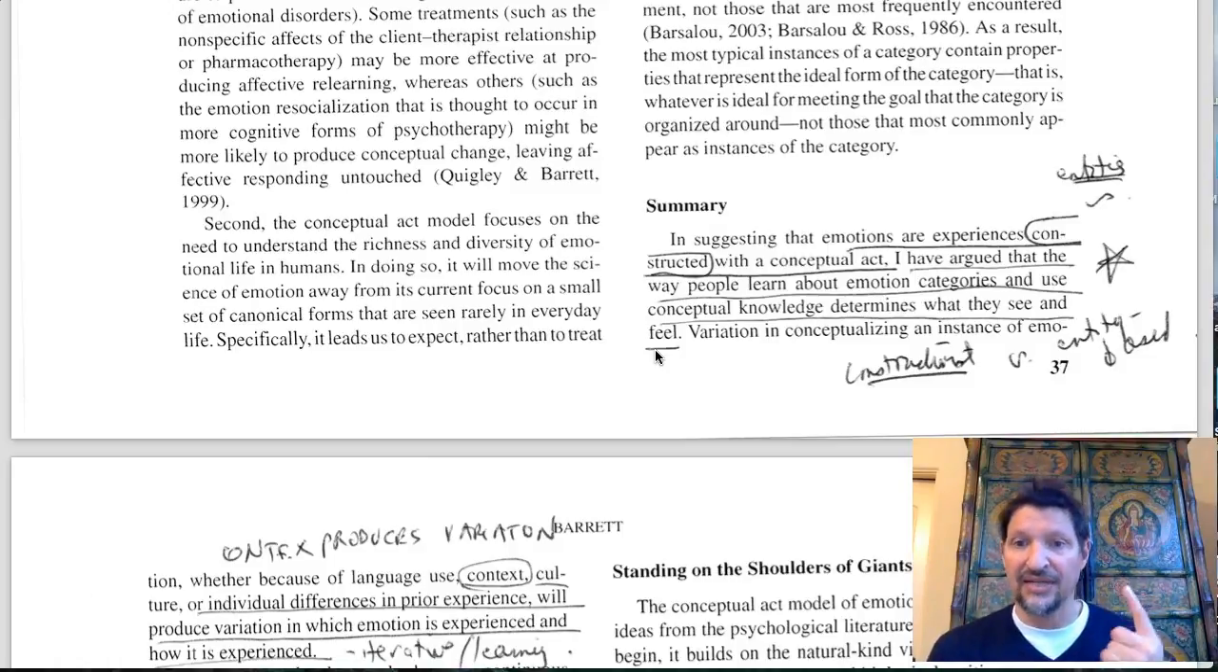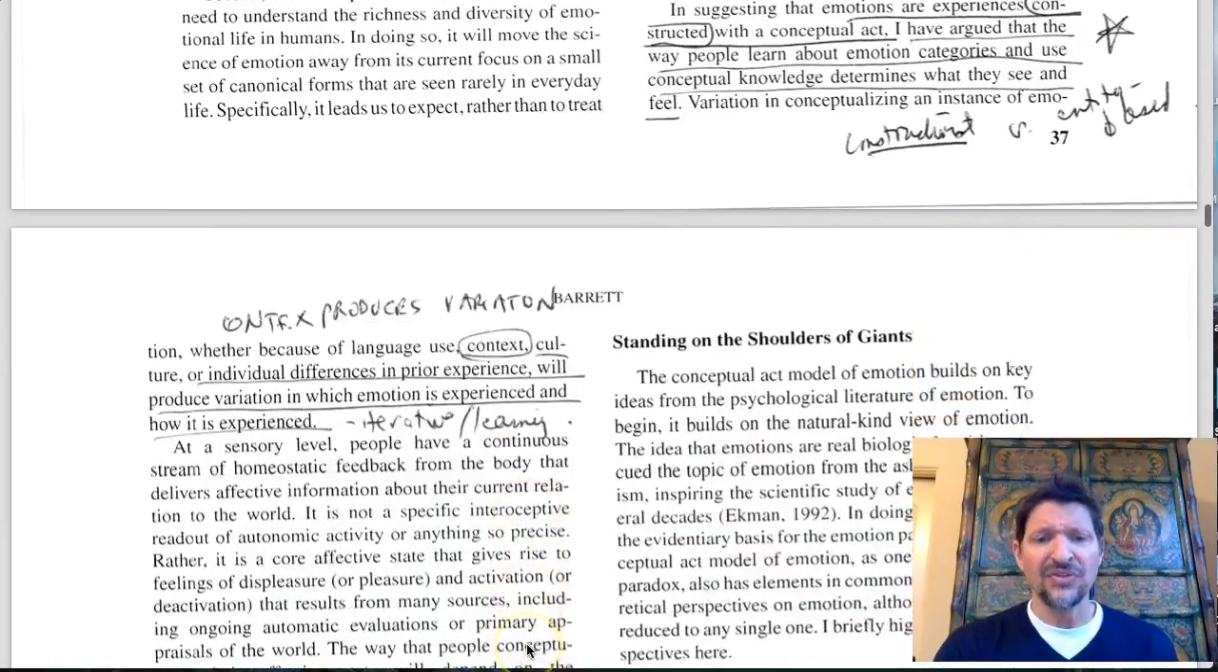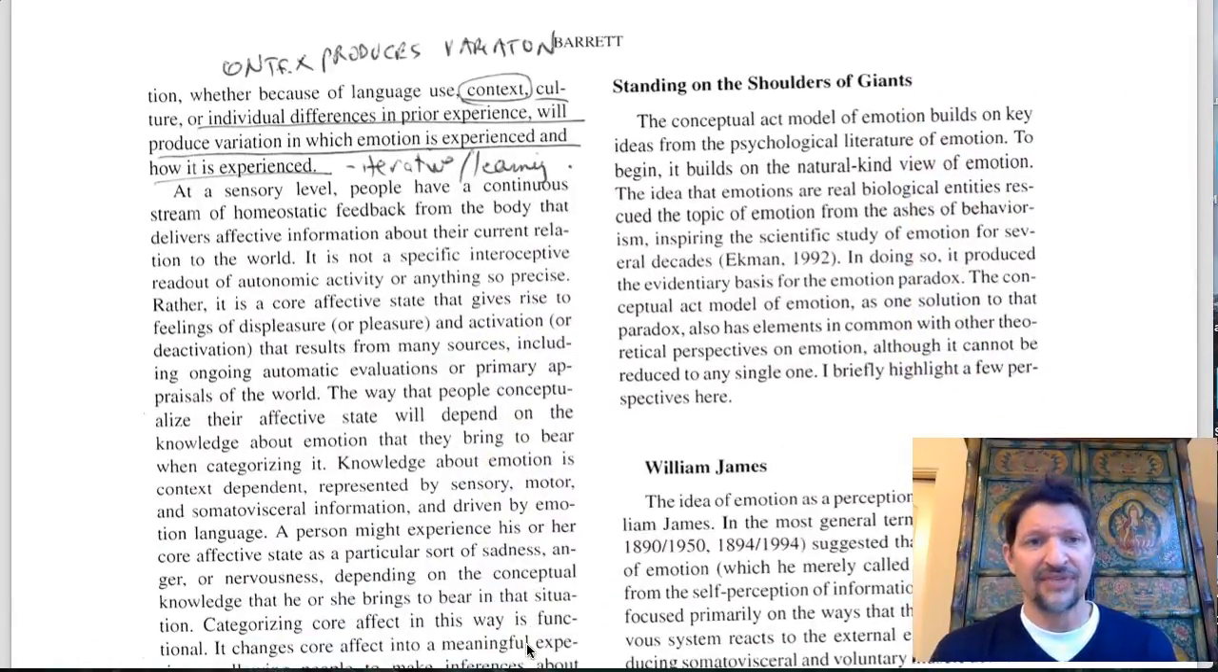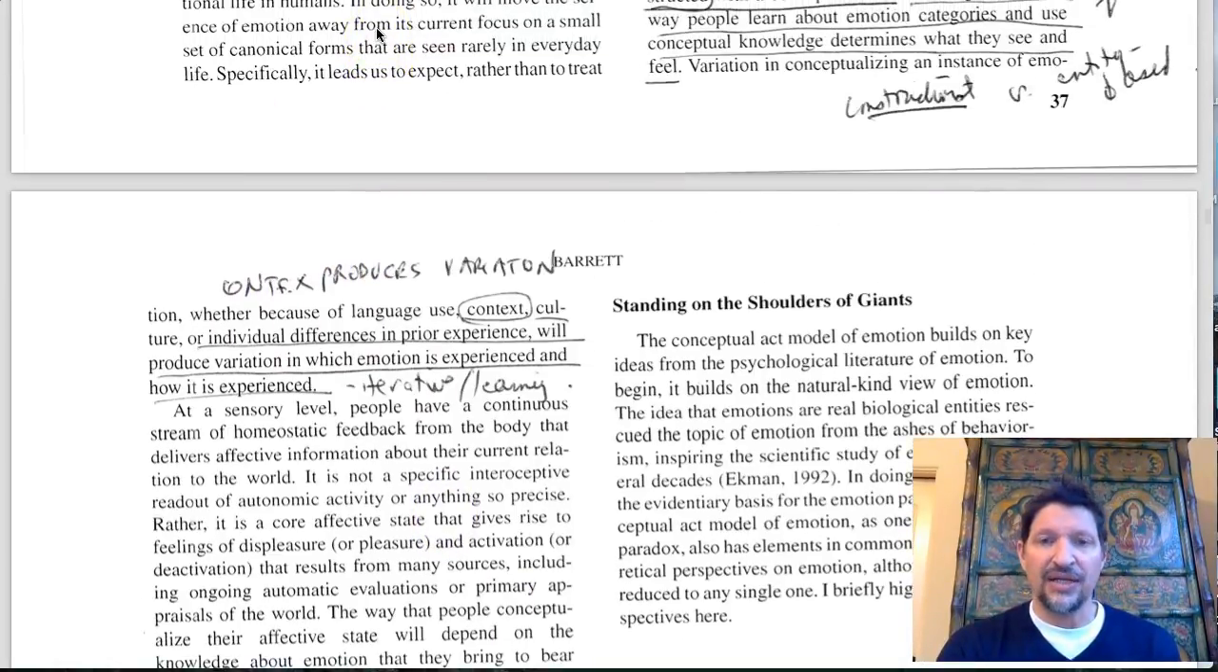A lot of it has to do with, again, the way she correctly understands, the way we've developed our knowledge and our responses consciously. So now things are getting a little bit interesting, and we skipped a lot of the stuff, right? She mentions up here that there are a lot of things that get in the way. Variation in conceptualizing, that's why different people or even the same person in different situations varies in the response because of context. Variation in conceptualizing an instance of emotion, whether because of language use, context, culture, or individual difference in prior experience, will produce variation in which emotion is experienced and how it is experienced.